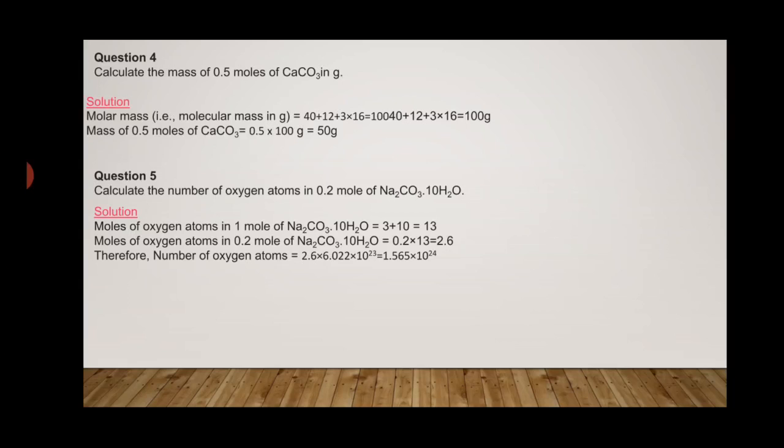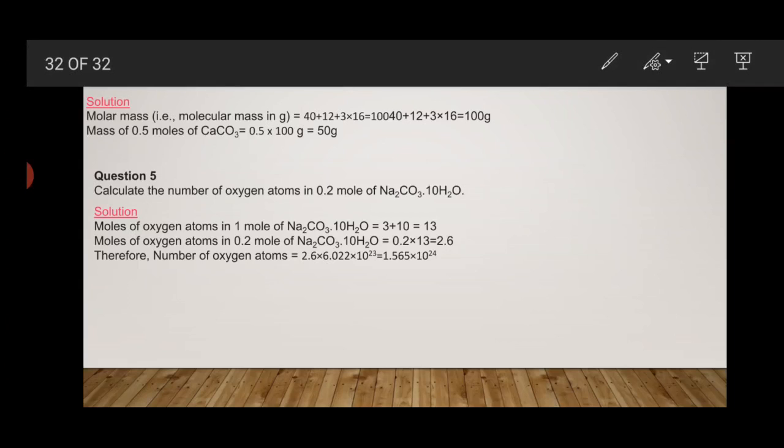So we will calculate the number of oxygen atoms, 2.6 into 6.022 into 10 to the power 23, which is equal to 1.55 into 10 to the power 24.